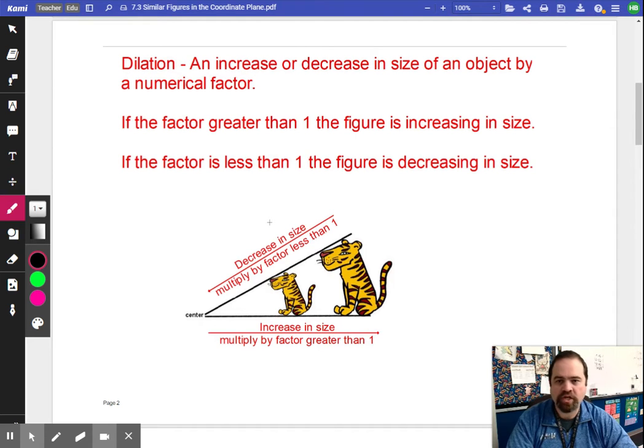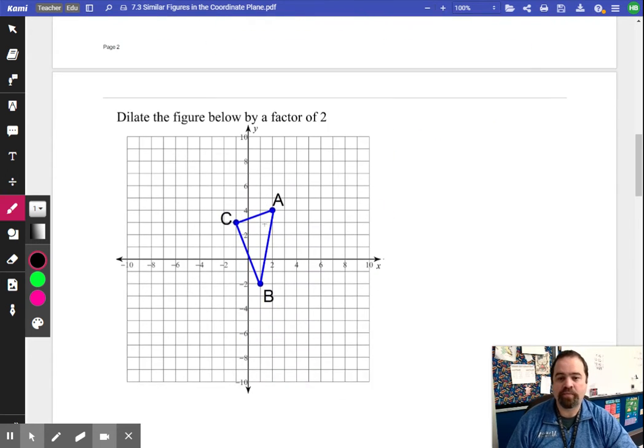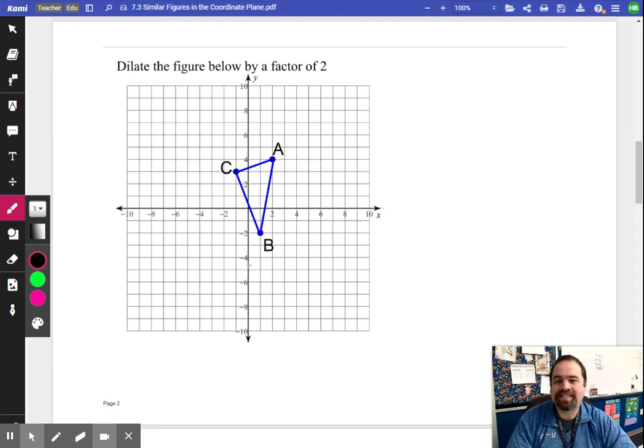So the way this is going to work out, I'm going to give you a figure and a scale factor. You're going to take the coordinates for the points, and you're going to multiply each number in the coordinate by that scale factor. So this first one here, I want to dilate it by a factor of 2. That means our result is going to be twice as big as the one that you started with.